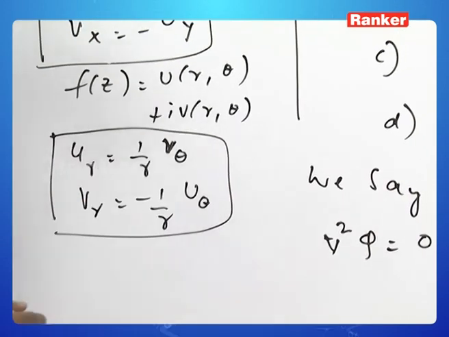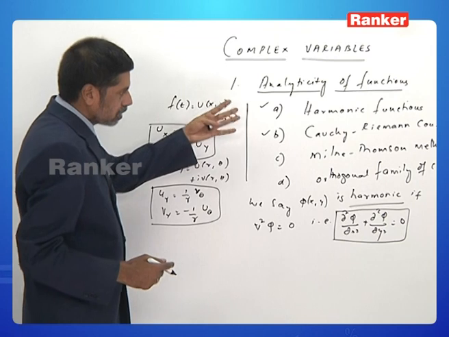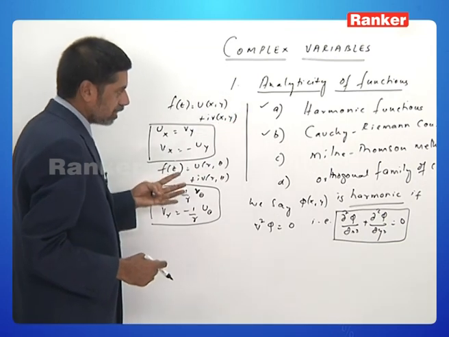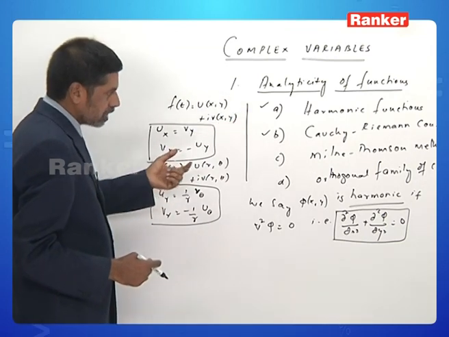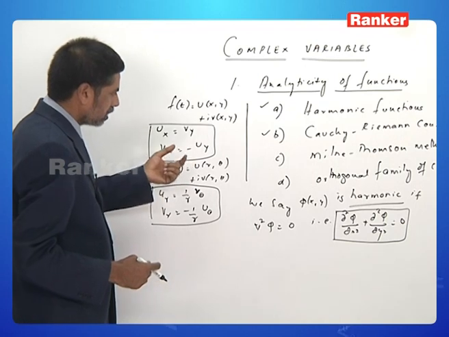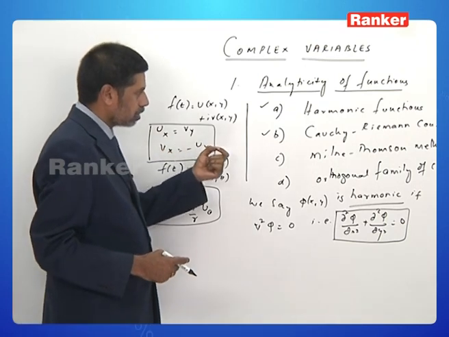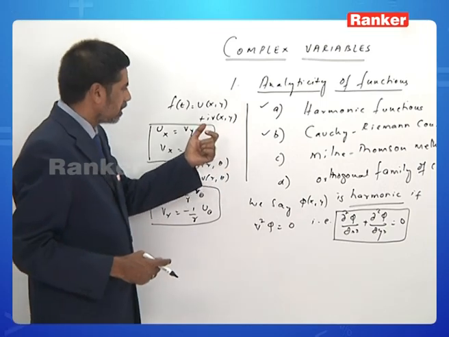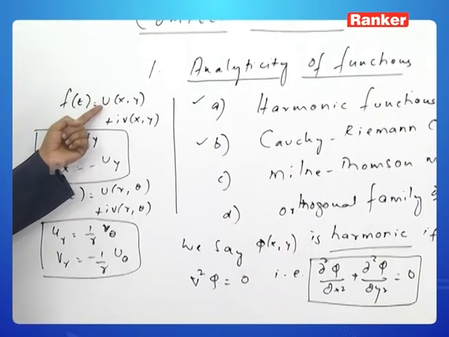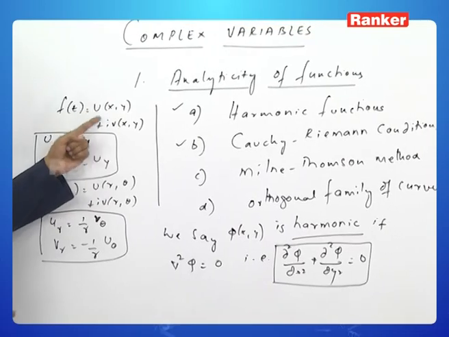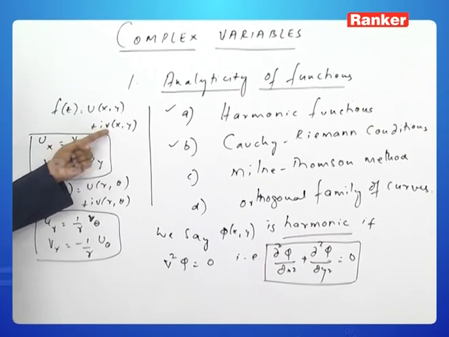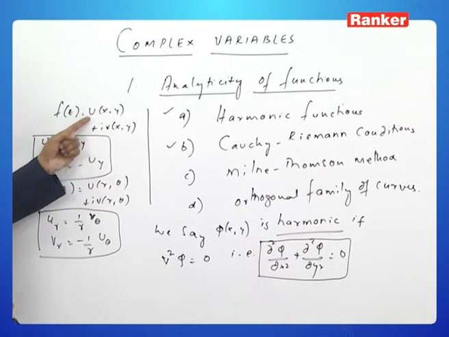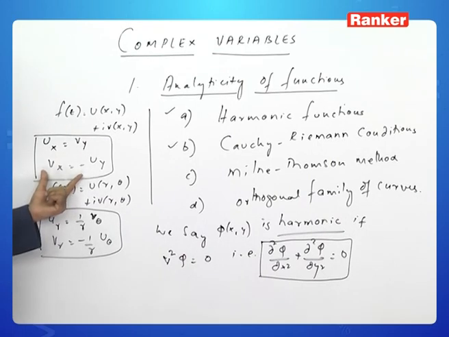So we will see a few problems on the Cauchy-Riemann conditions and all that, and related to the same area, there are some terms called harmonic conjugates. That is, when f of z is analytic, then u and v are called the harmonic conjugates of each other. Given u, we can find v. Similarly, given v, we can find u using the Cauchy-Riemann conditions.